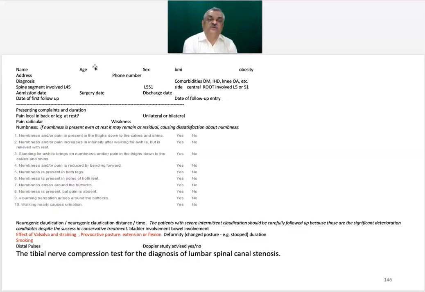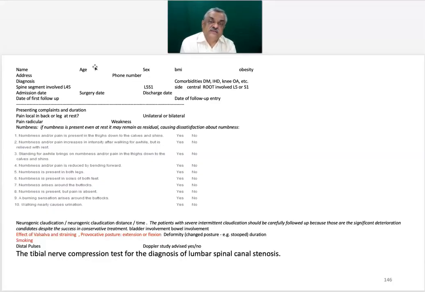Now what we do is we make a record, make a mention of the name, age, sex, the BMI and the obesity of the patient. Why? Because it is commonly associated with stenosis at that age. Then the address, the diagnosis, the phone number, the segments involved, L4-5, L5-S1, the side which is involved, the route which is involved, L5 or S1, and if the presentation is on the side or in the center, or the changes which are on the side or it is more central.